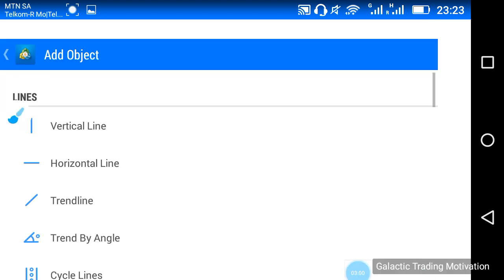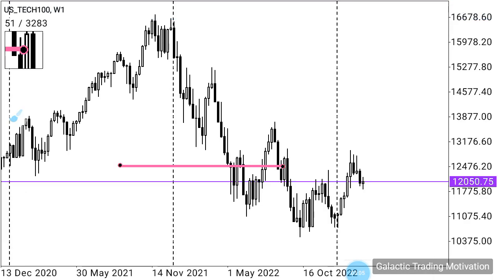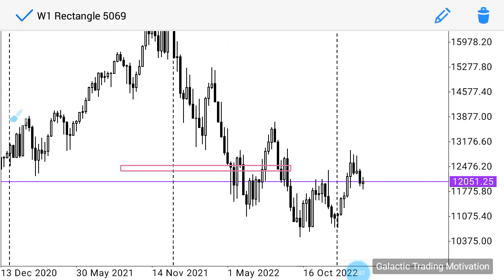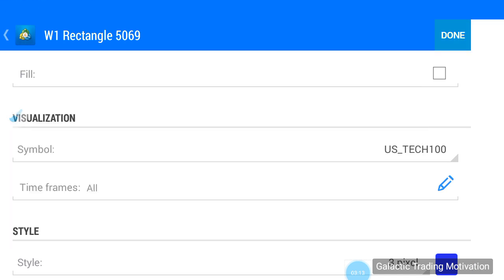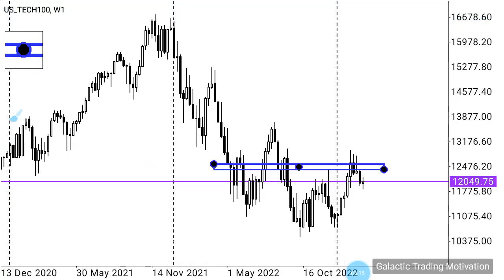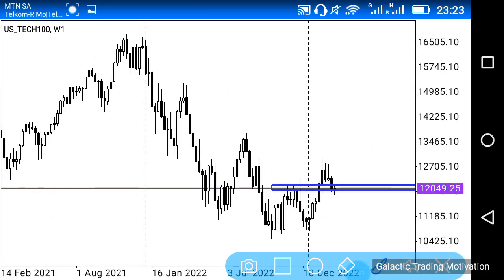So just bear with me, guys, while I add my neckline. I'm just going to make this a different color. Let's make it a blue. Right. So we could say, guys, that this level over here is our neckline, right? And as I said, it is the neckline of this smaller overextended W structure, right?